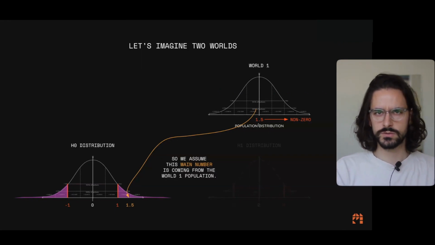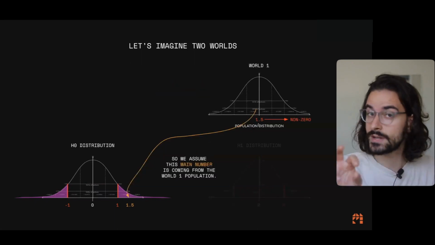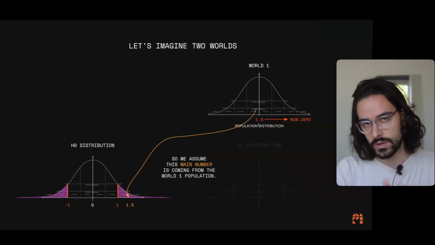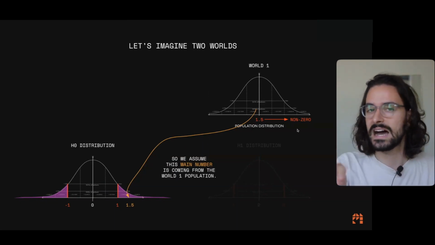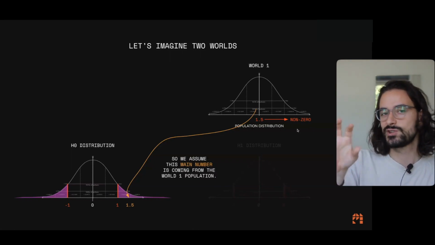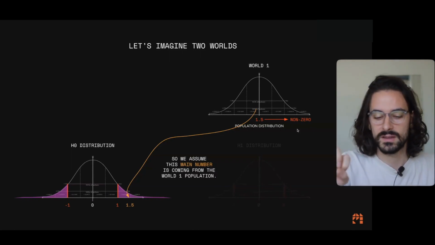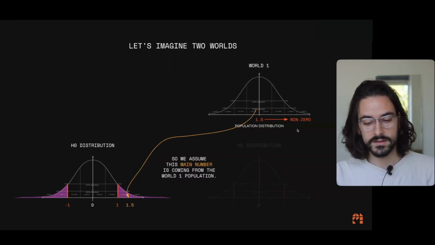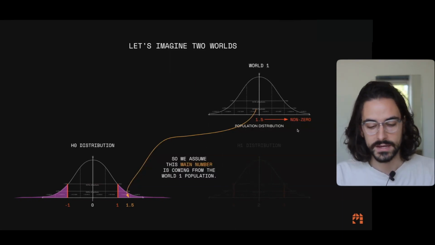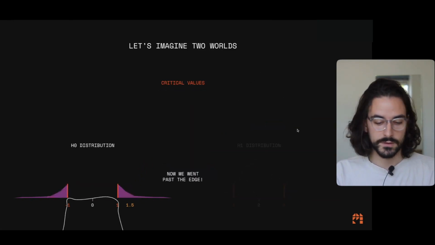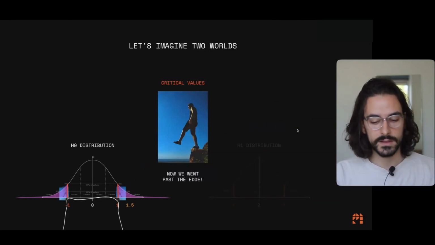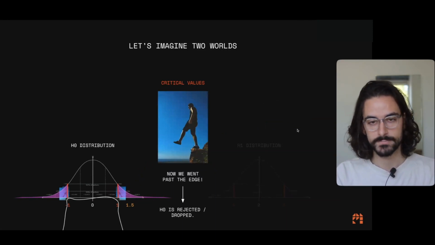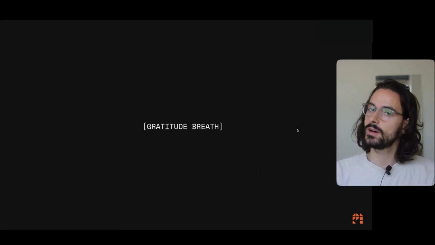This is actually what we do use hypothetically. We'll never know if this is the actual value in the population. It's all hypothetical. All we can say is that this is a distribution for non-zero. It's very abstract, but it just means that it's a distribution for which the main value is not 0. So assume this main number is coming from the world 1 population. And if you look at the critical values, it went beyond the cliff, so it dropped. H0 is rejected. H0 is dropped.